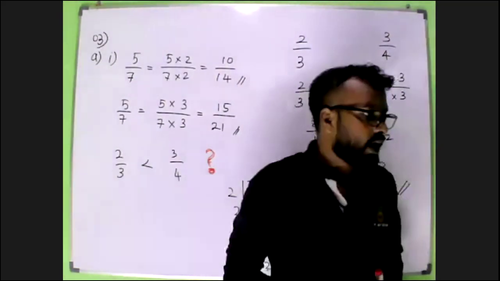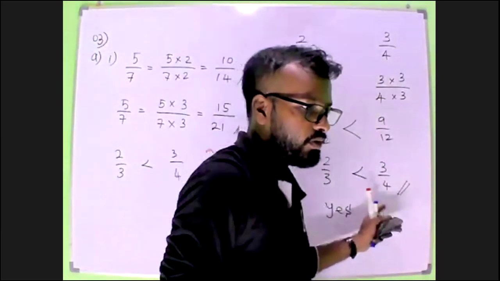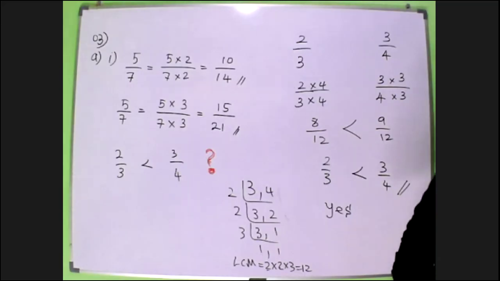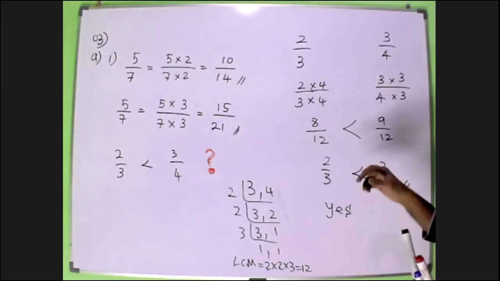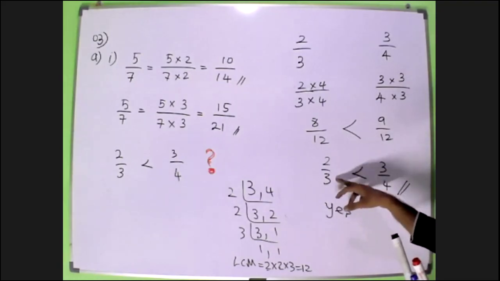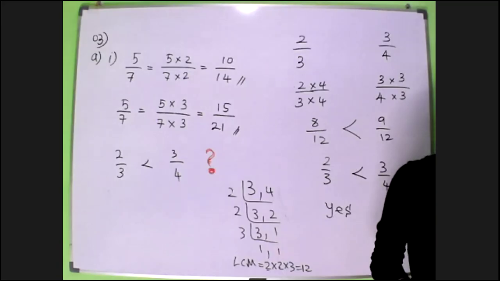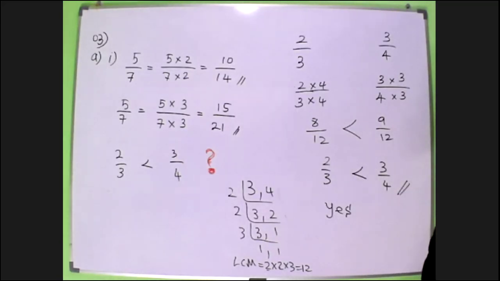Then in the third one, they are asking for the reasons. So you have to give the reason. So these are the reasons. Yes, because 2 upon 3 is lesser than 3 upon 4. So you can write that.